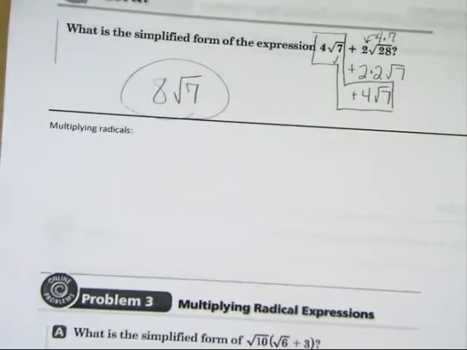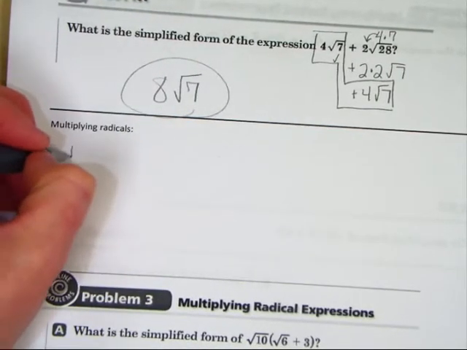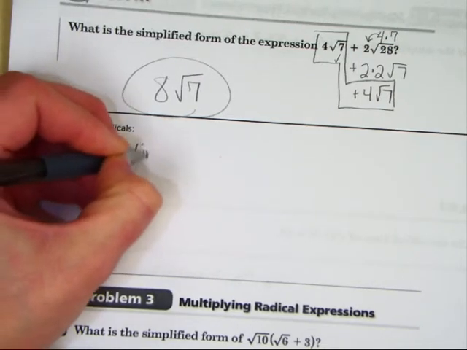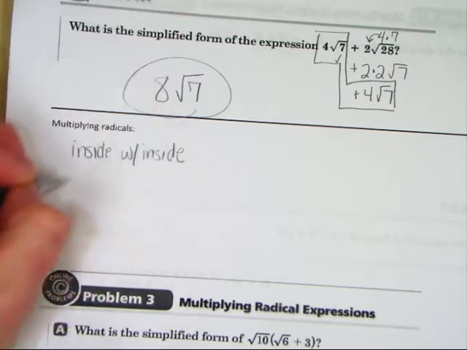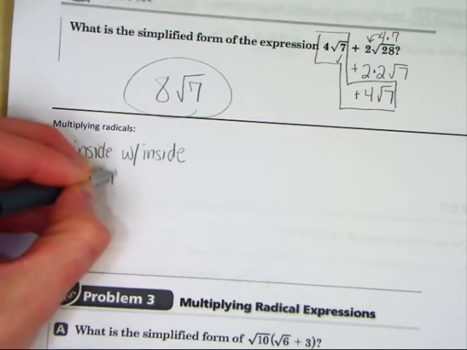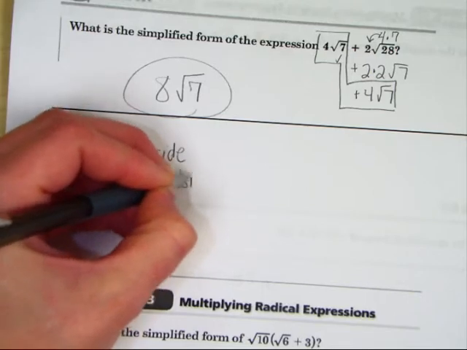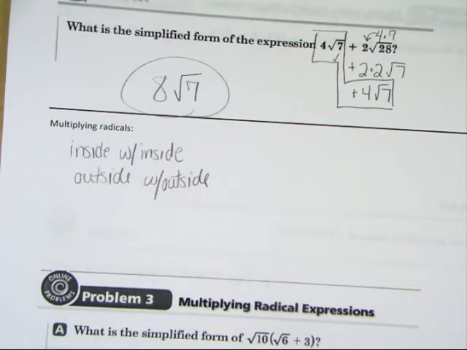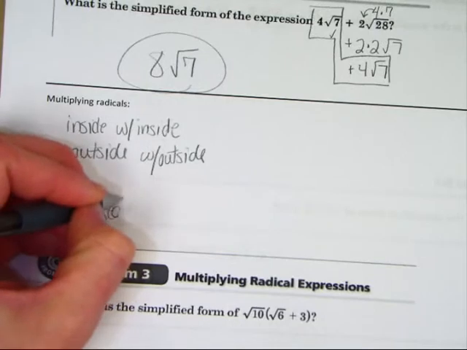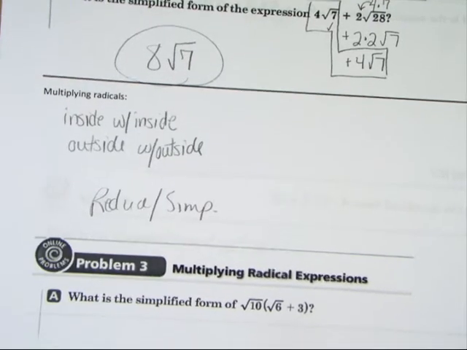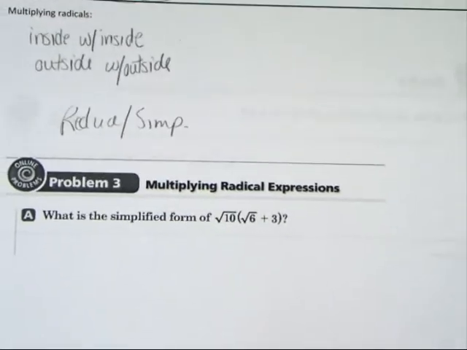Now when you multiply radicals, remember your key rule. Inside with inside and outside with outside. Those rules should really get you through. Remember to reduce or simplify if you can. Alright, let's look at problem A.